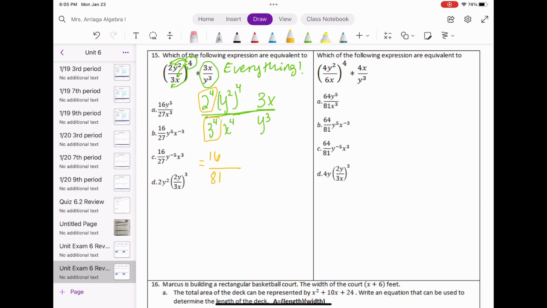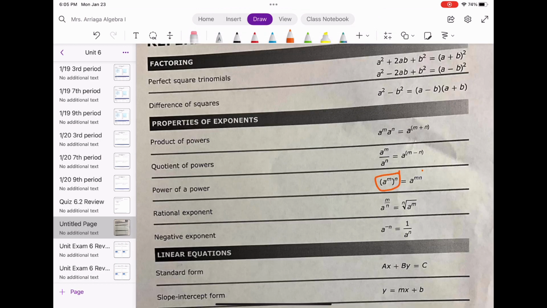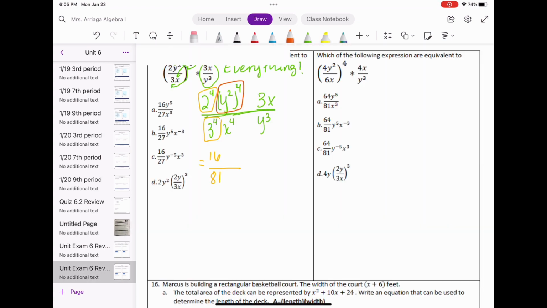Now let's do this top. Let's do the y on top. So we have a power of a power rule. When you have two exponents, you multiply those exponents. So we have y and then 2 times 4, that's 8. So we write y to the 8. Okay, we just write everything down just to see it clearer before we continue.